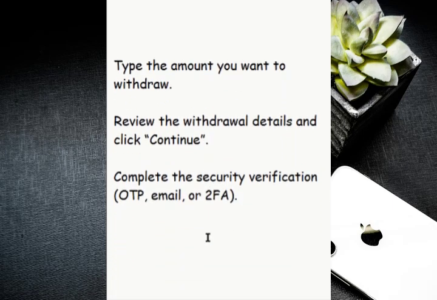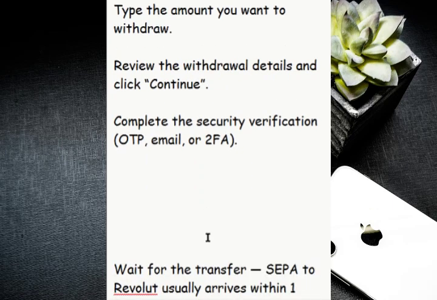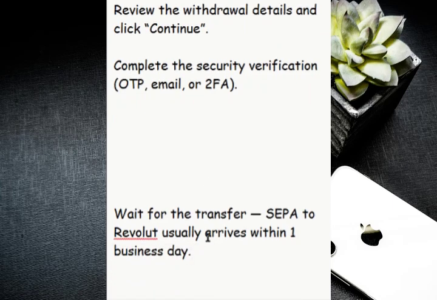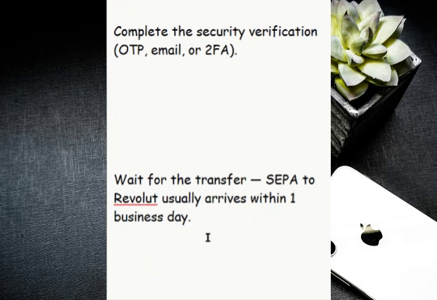So complete the security verification, which is your OTP PIN or your email verification, or it could be your two-factor authentication, depending on the security level you activated on your account. Then once you're done with the security verification, wait for the transfer to arrive in Revolut, which usually takes between 1 to 2 minutes, depending on your region.